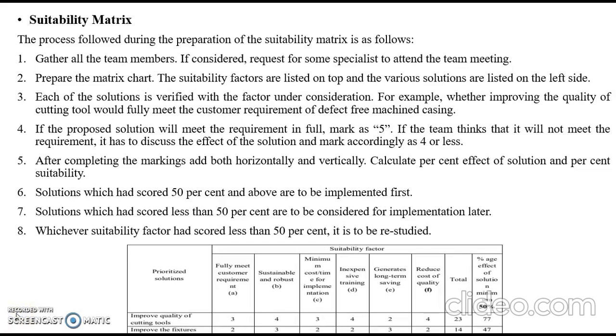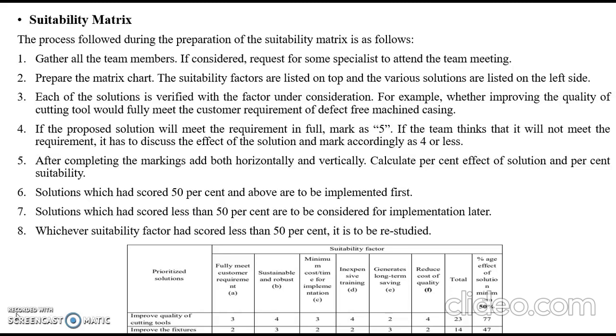Next tool is suitability matrix. This suitability matrix is a very important tool which helps to verify whether the identified solutions are most suited to solve the problem and eliminate the root cause of the variations in performance. Here, there are some suitability factors. There are 6 suitability factors.